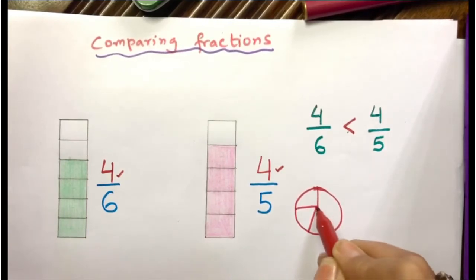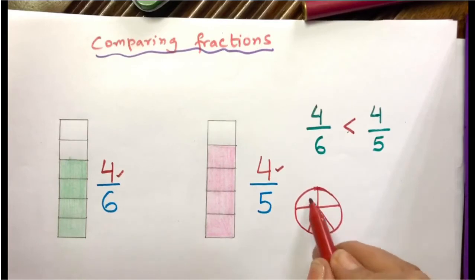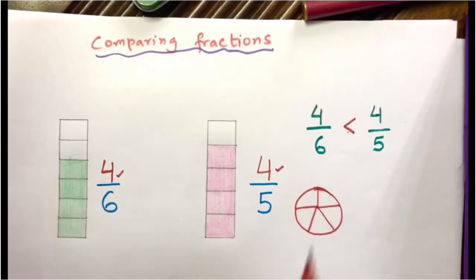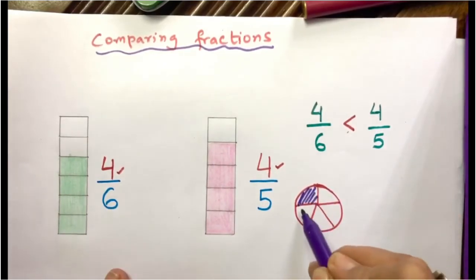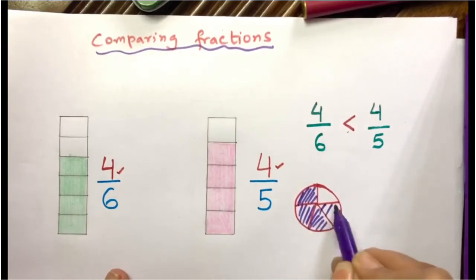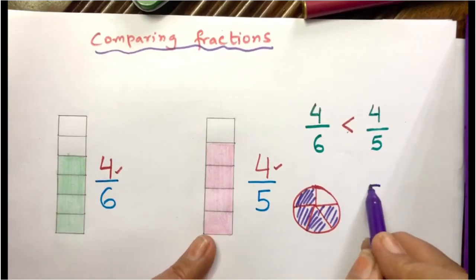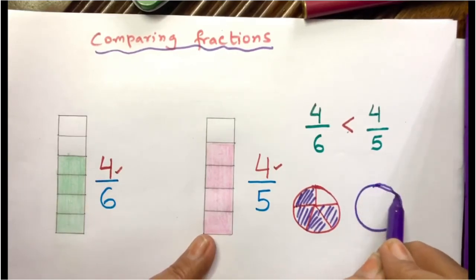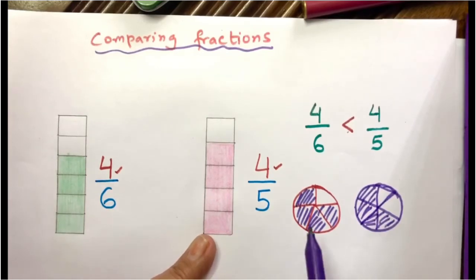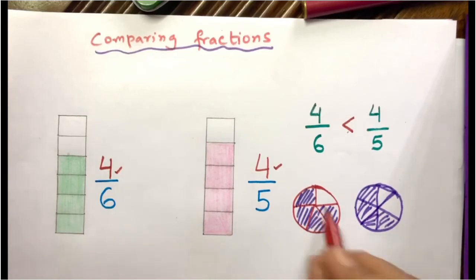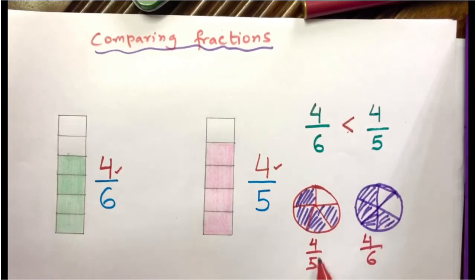I'll try to make it equal parts. So 1, 2, 3, 4, 5. If I take out 4/5, if I take out 4 pieces for myself and from another pizza, 4 pieces out of it. So which is bigger? This, isn't it? What fraction is this? 4/5, and this was 4/6. 4/5 is bigger than, greater than 4/6.